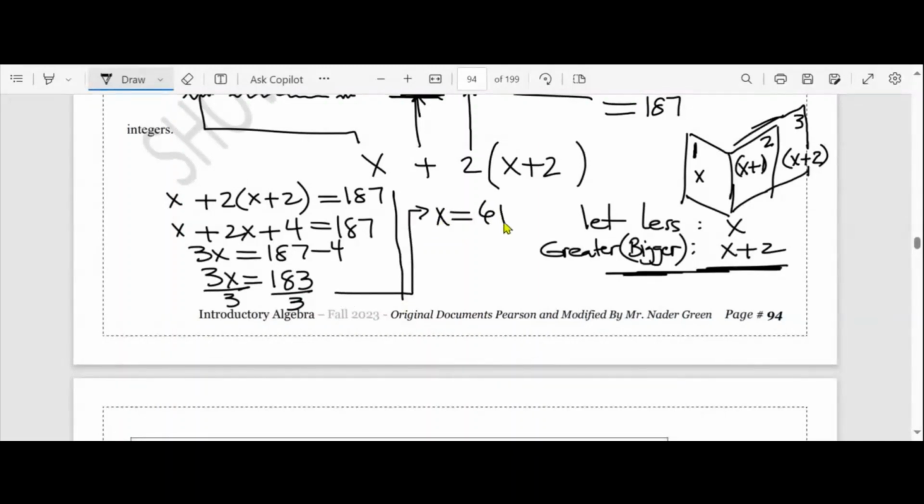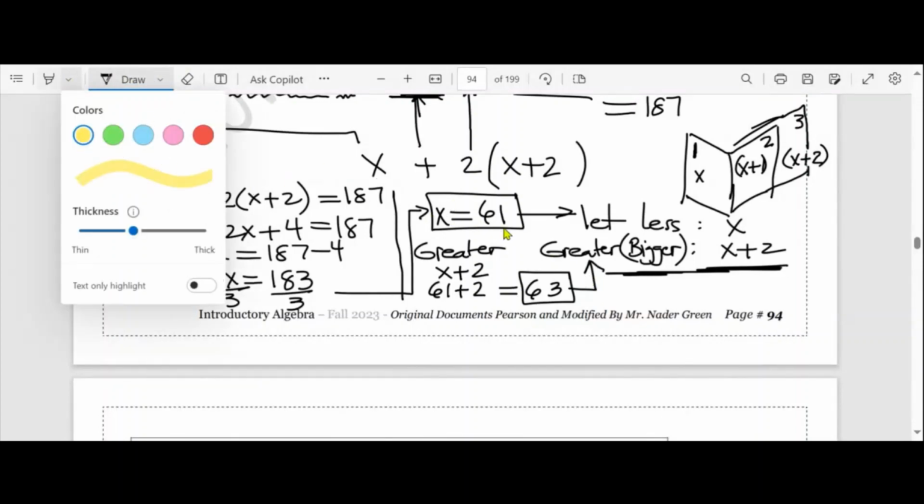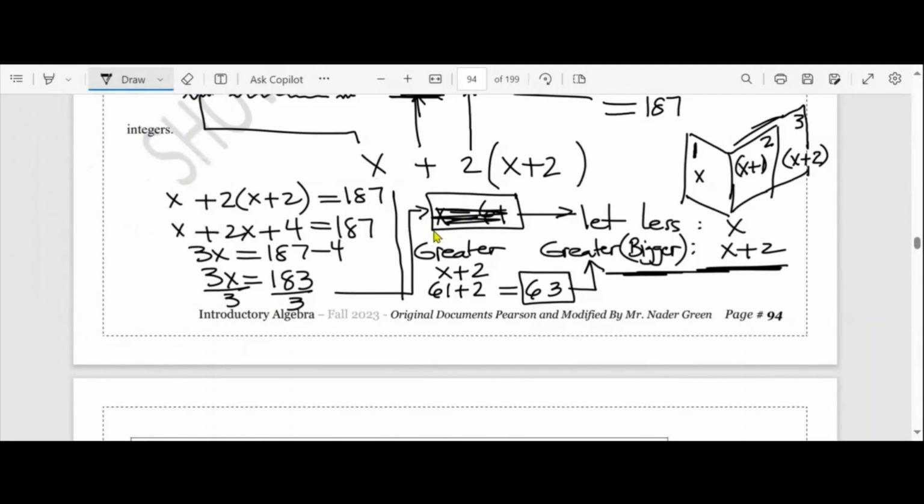61. So that's the lesser number, right? The lesser page. What is the greater one? It will be x plus 2. 61 plus 2 equals how much? 63. So that's the greater one. So the lesser one, the greater one. Is this clear?